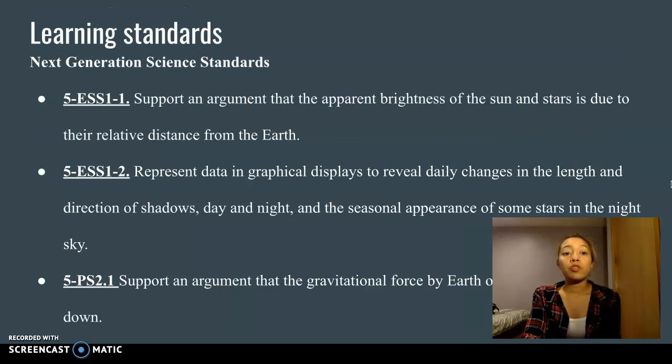As for the learning standards, there are 3 standards that best fit my lesson. The first standard is support an argument that the apparent brightness of the sun and the stars is due to their relative distance from the Earth. The second standard is represent data and graphical displays to reveal daily changes in the length and direction of shadows, day and night, and the seasonal appearance of some stars in the night sky. As for the third standard, it is support an argument that the gravitational force by Earth on objects is directed down.